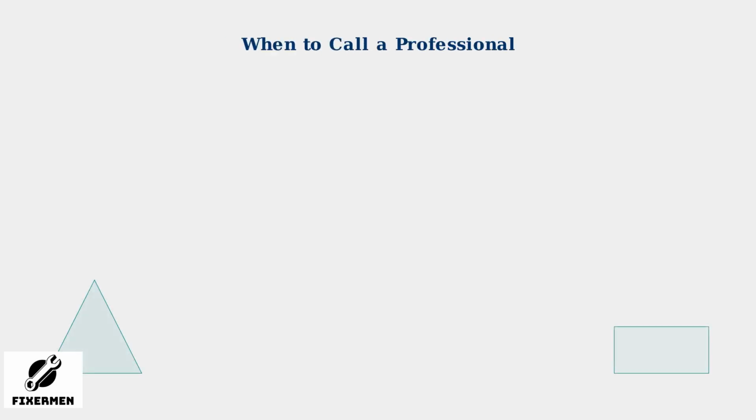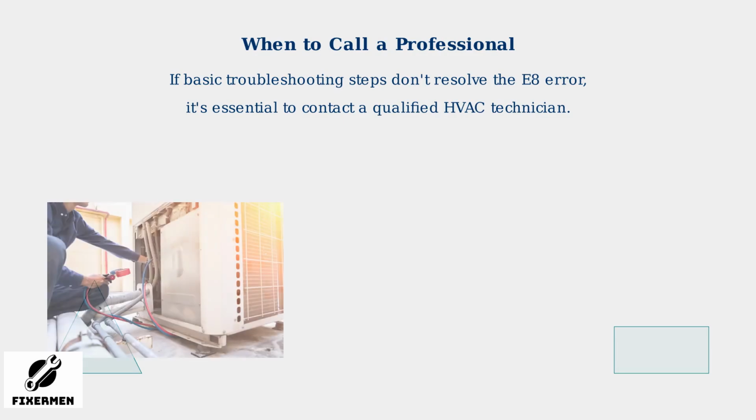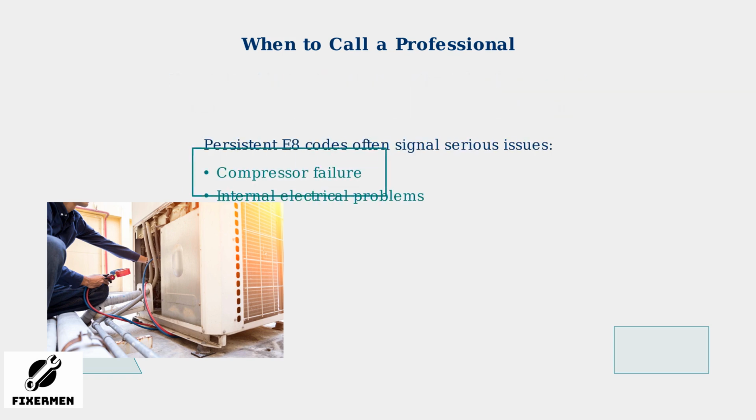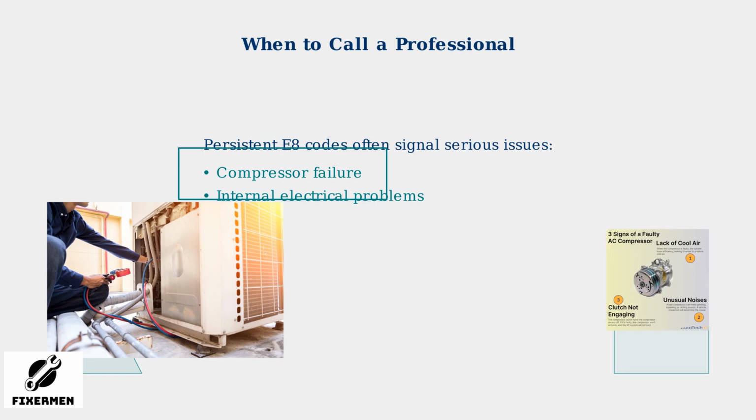If you followed the basic troubleshooting steps and the E8 error code still persists, it's time to call a qualified HVAC technician. Persistent E8 codes can indicate deeper, more serious issues that require professional expertise. These deeper issues may include compressor failure, where the heart of your air conditioning system stops working properly, or internal electrical problems that could lead to dangerous malfunctions.